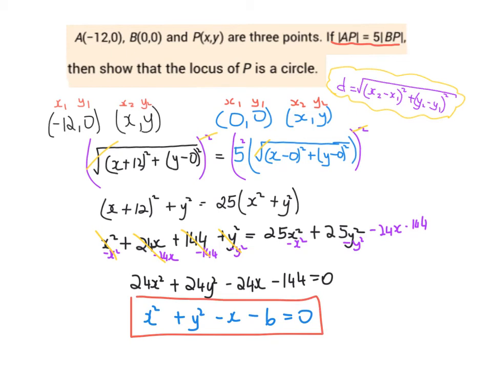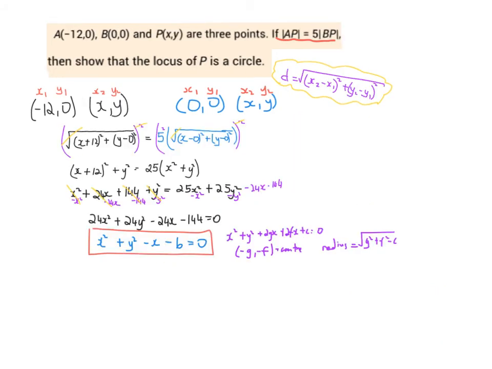So this is clearly an equation of a circle, because it's of the form x squared plus y squared plus 2gx plus 2fy plus c equal to 0, where, if you remember, (minus g, minus f) is the centre, and the radius is equal to the square root of g squared plus f squared minus c. So therefore we can see that the locus of P is a circle.